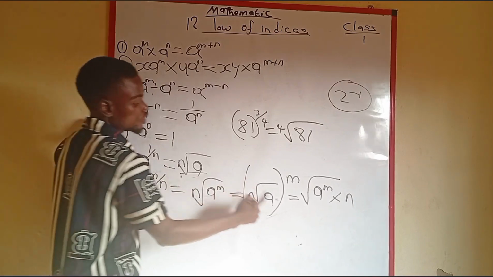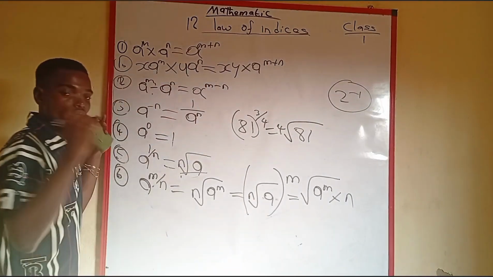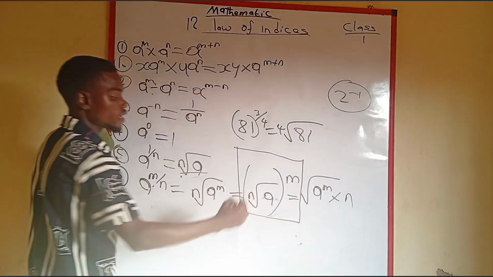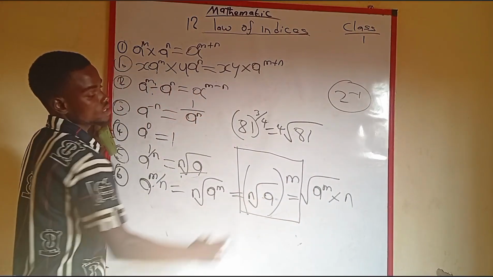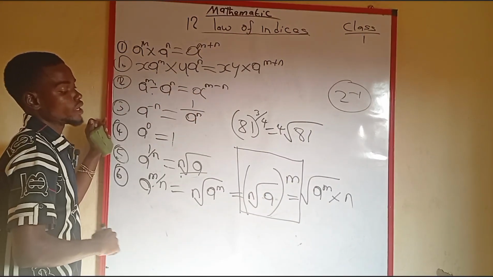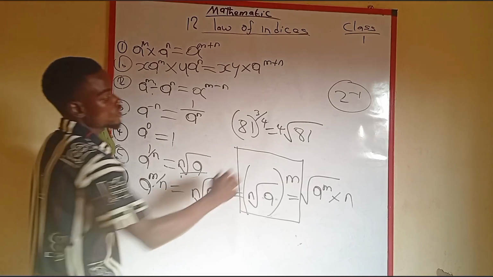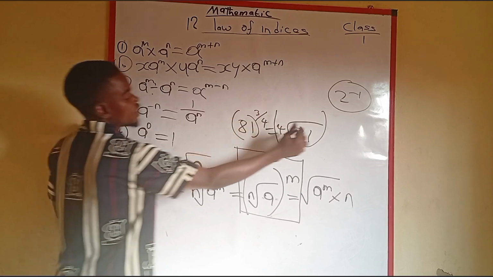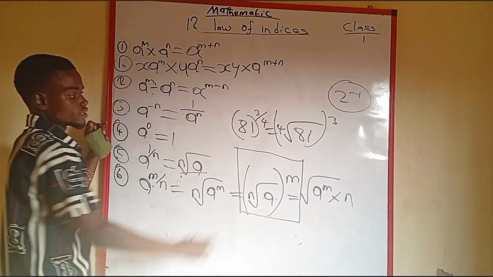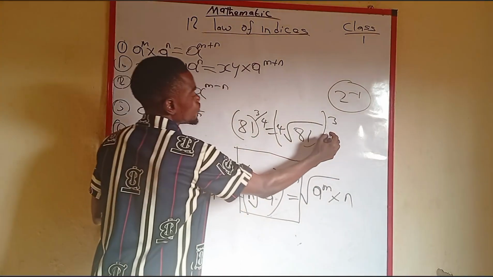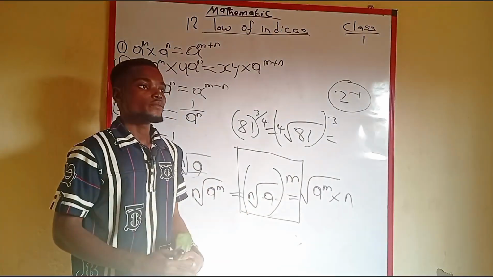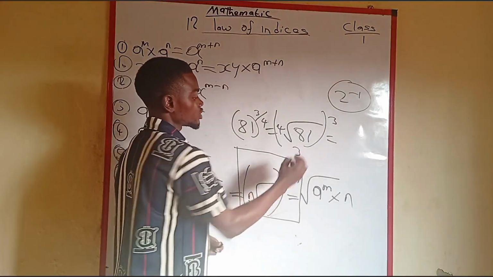Now, should I use this, or this, or this? I will prefer, and I would like you to use, this particular one over here. It is easier and simpler. All right, so from here we are going to have 81 to the power m, which m here is 3. So the fourth root of 81 means a number that, multiplied 4 times, will give us 81. And what is that number? That number is 3.